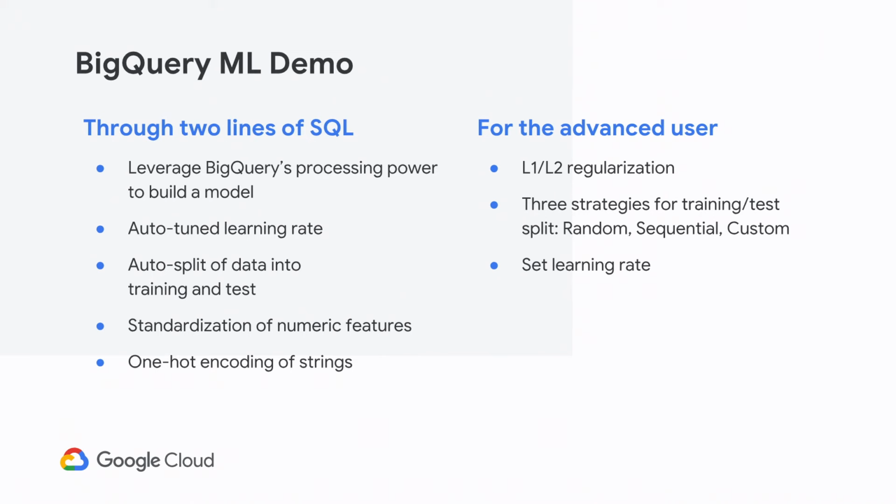And if you are an advanced user and know more machine learning, you can use L1, L2 regularization. You can select how to split your training and test data. So if you wanted a date-based split, or a different split than 80-20, you can specify all those. And finally, you can set your own learning rate as well. The philosophy that we have is that everything that gets to a better model is going to be automated, and things that allow the power users to get to a better model, we'll provide as options. So you can always just write two lines of SQL and get to a really good model. That's fantastic.